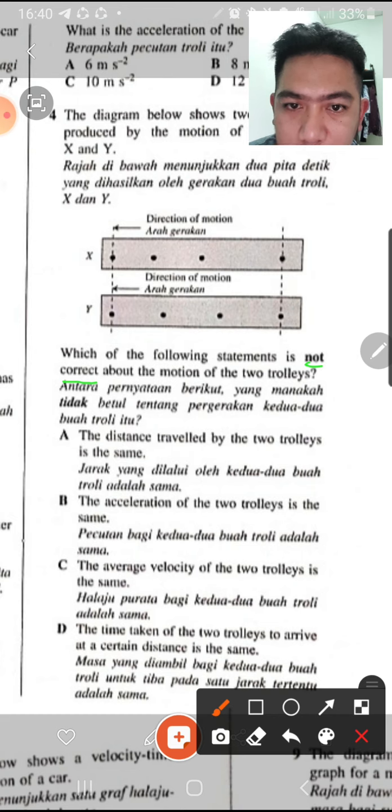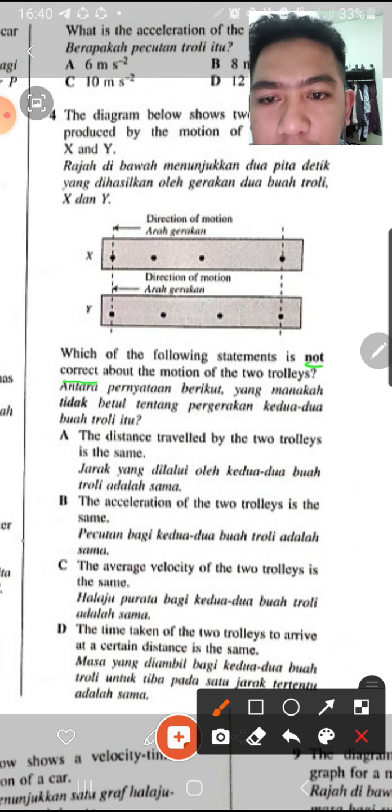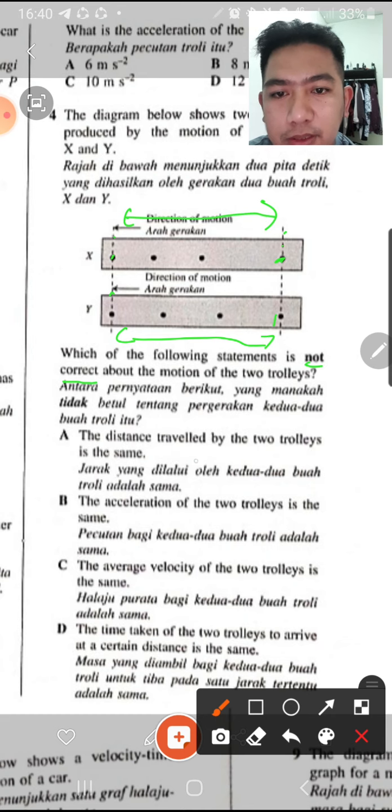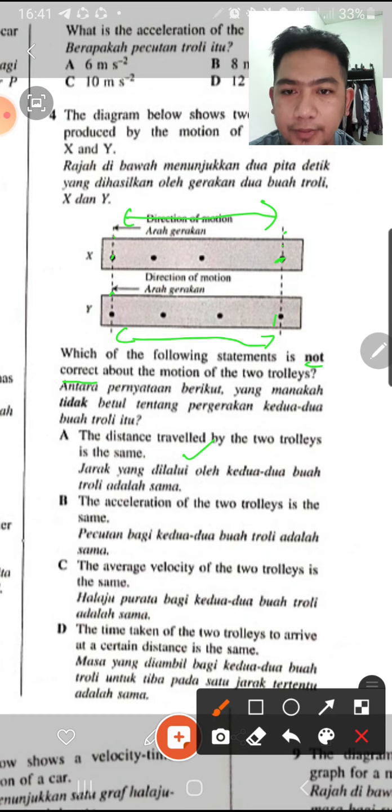The distance traveled by the two trolleys is the same. So distance, yes, because why is the distance the same? You look at the distance from this dot to this dot, it's the same, right? That's why there are these dotted spaces. So it means the distance is the same. Okay, so A is correct. We want to find the one that is not correct.